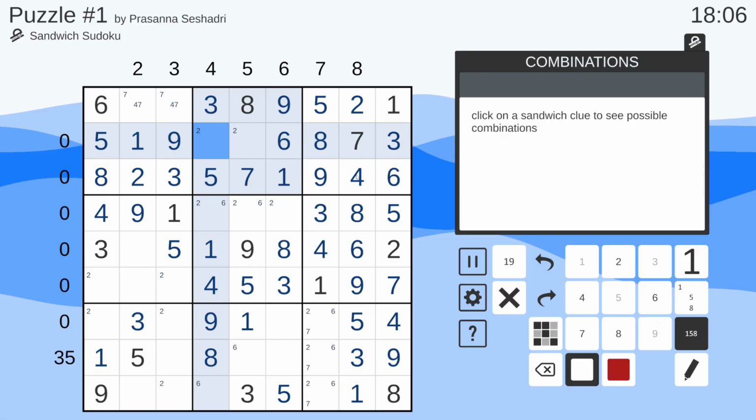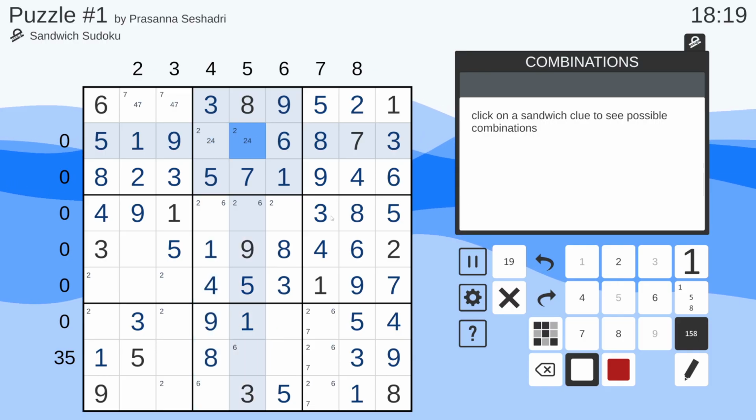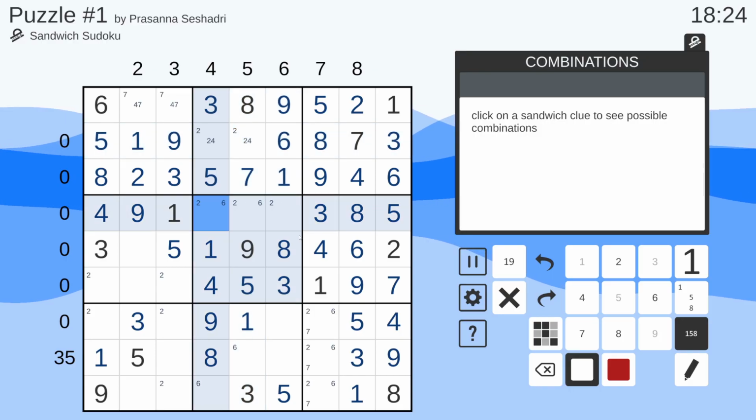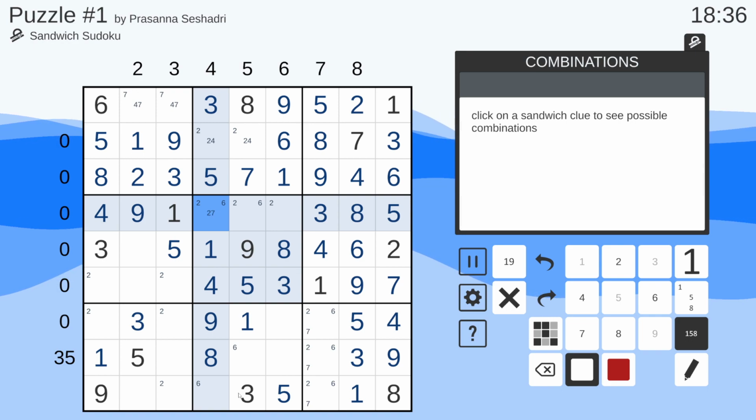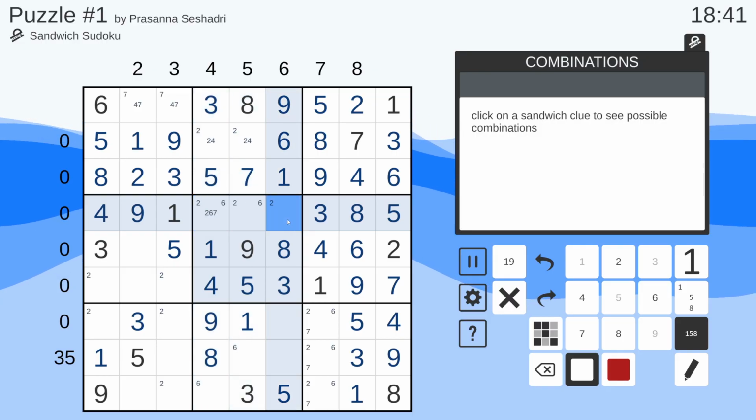This is 2 or, not, no, not 9. 2 or 4. Okay, 2 or 4 in these boxes. Said this was a 7, and it's, well, it's 2, 6 or 7. This is only 2 or 6. This is only 2 or 7.